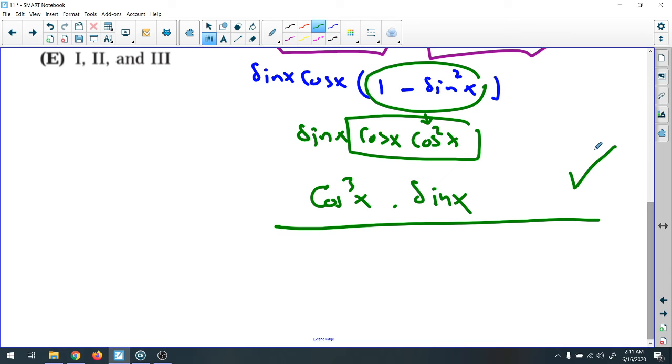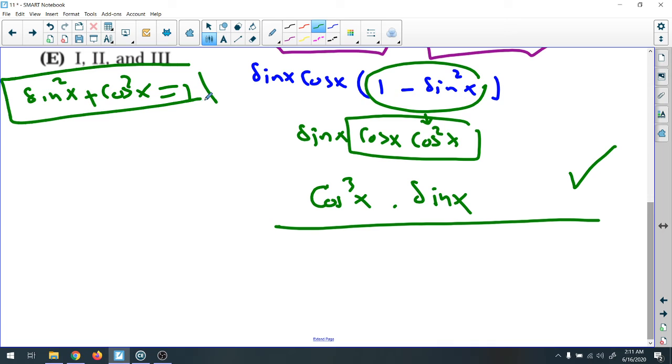If you don't remember why we replace cosine squared with 1 minus sine squared, I'll remind you. This is the Bible of trigonometry: sine squared plus cosine squared equals 1. Always remember that. If you subtract sine squared from both sides, this cancels, and then cosine squared equals 1 minus sine squared. So you replace cosine squared with 1 minus sine squared. It just reminds you of trig identities.